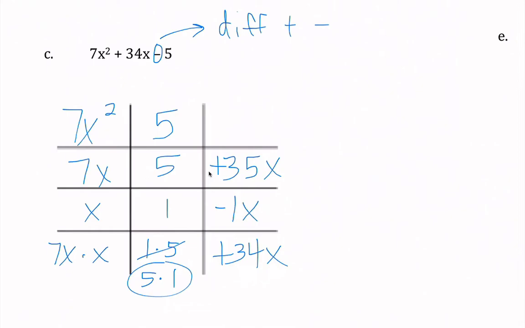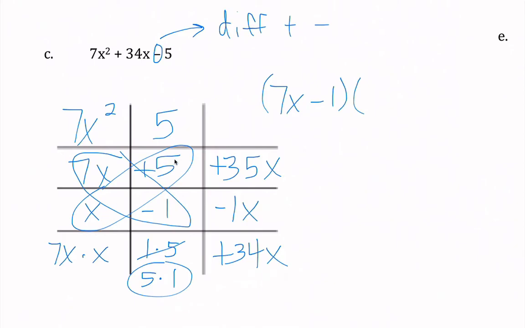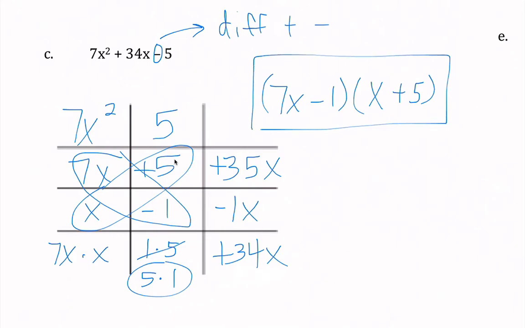So slide your signs over. So slide my plus, slide your minus, and then we crisscross. So my first factor is 7x minus 1. My second factor is x plus 5. So if you wanted to check yourself, remember you could always double distribute, simplify, and see if you end up getting the same thing, which you should.